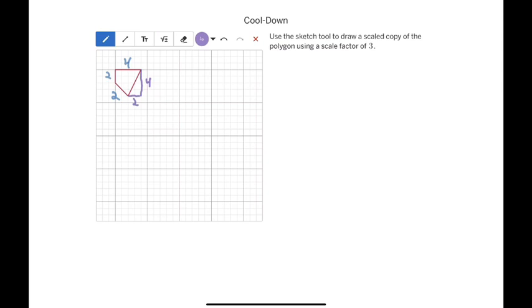So my scale factor is 3, which means I'm multiplying everything by 3. So this by 3 would be 12, so my top is going to be 12. I know that each of these big ones is 5. So if I do 5, 10, 11, 12, let's get that more. There's 12. I know going down starts at 2. 2 times 3 gives me 6, so I'm going down 6.